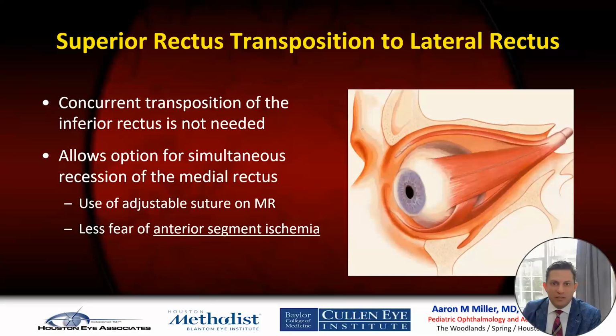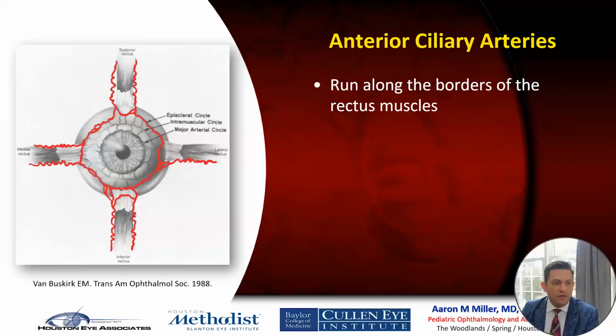And so, as we talked about before, I do use an adjustable suture for the medial rectus muscle when often doing this procedure. The main reason for doing this is it produces less fear of anterior segment ischemia. Briefly, the source of that is tied into the anterior ciliary arteries, and just going over some of the basics, they run along the muscle borders of the rectus muscles.